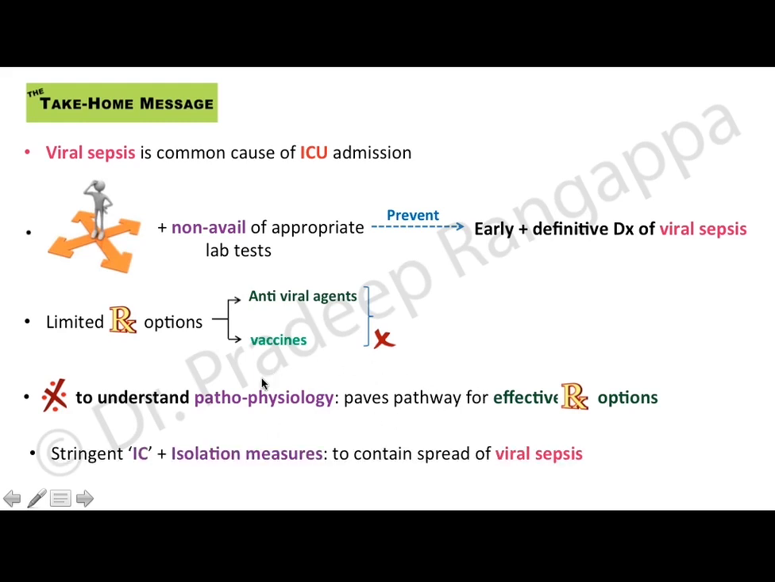And like bacterial infections, viral infections spread from one patient to another, or put healthcare professionals at risk. So stringent infection control measures and isolation measures to contain the spread of viral sepsis are very important. If you have a viral outbreak or viral sepsis patients, like herpes in particular, or Nipah virus, or Crimean Congo hemorrhagic fever, or Hanta, sometimes it may be mandatory that they are kept in isolation and treated.